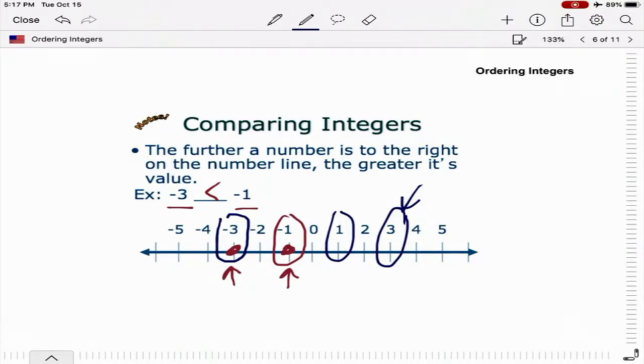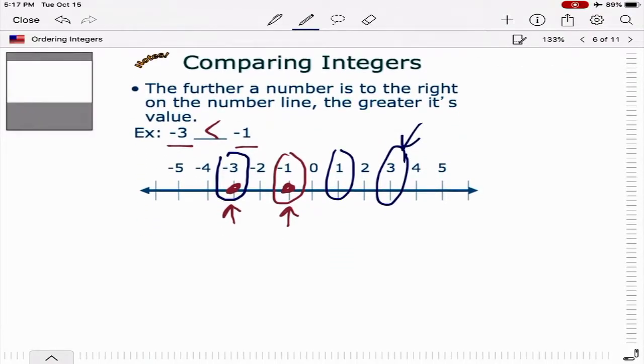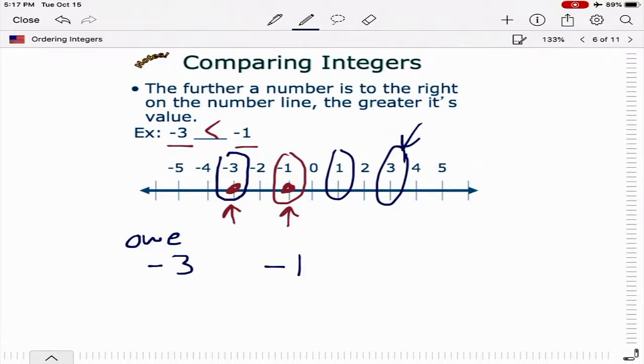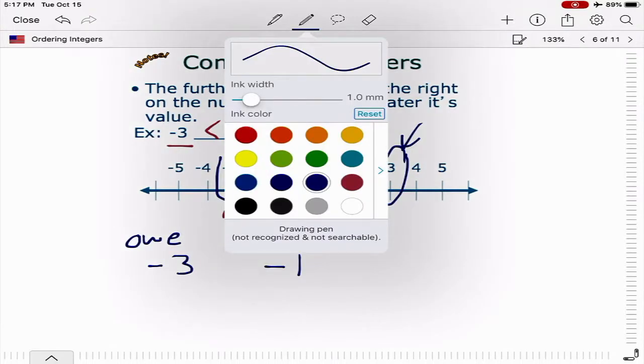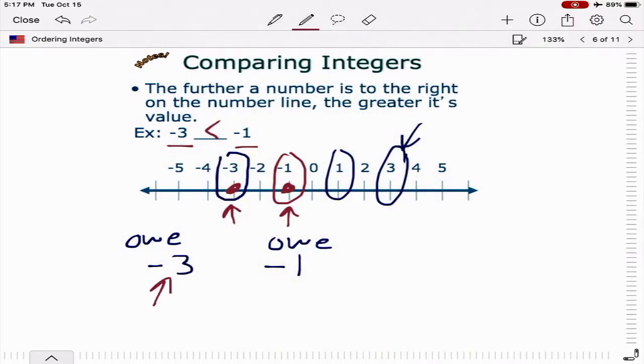Now, I still don't understand what that means. So this is what I also say: think of money. So think of -3 compared to -1. Because it's a negative, it's like you owe someone. Which one do you prefer? Do you prefer owing someone $3 or owing someone $1? Most of you, it should be all of you, say, oh, I prefer owing someone just $1. That means that -1 has more value than -3. And that's why -1 is bigger than -3.